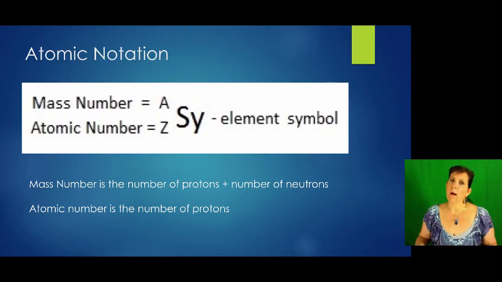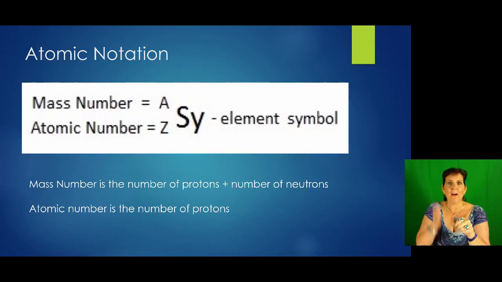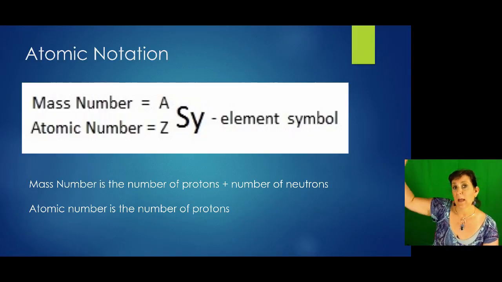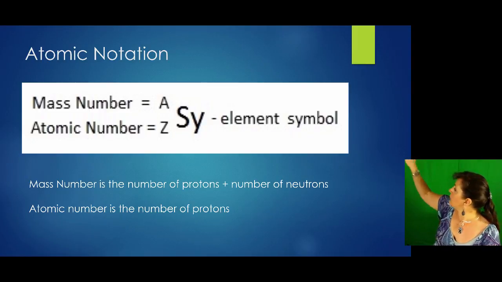When we think about an atom, it's made of protons, neutrons, and electrons, but we just learned that electrons' mass is negligible, basically 0. So the mass is going to be the protons plus the neutrons. We add those together. That is our mass number. It's going to be a whole number, right? Because you can't have part of a proton or a neutron. So it's a whole number, and it's the protons plus the neutrons. That's the upper number in the left corner.